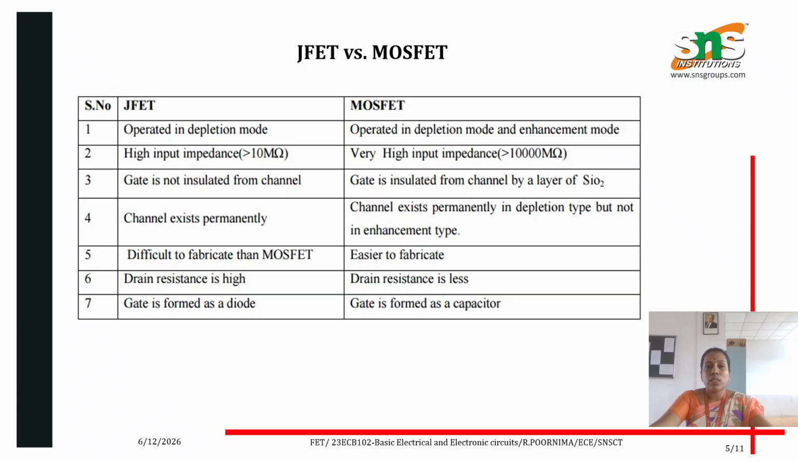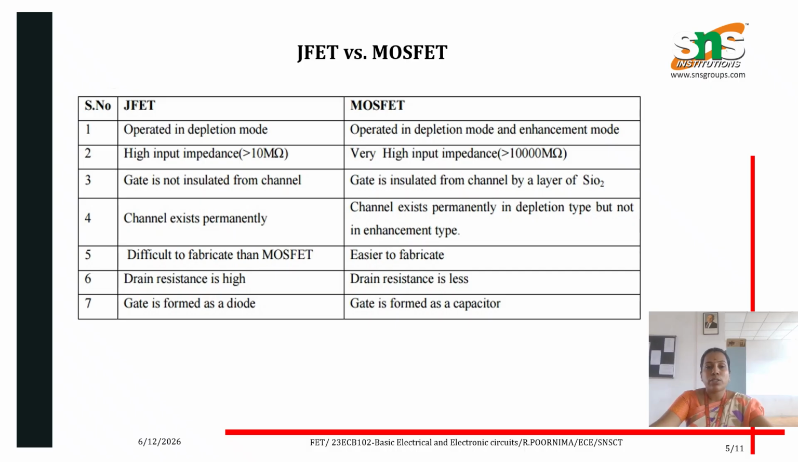Here we can see the comparison of JFET versus MOSFET. JFET operates in the depletion mode only, whereas the MOSFET operates in both depletion and enhancement mode, where depletion mode is normally on and enhancement mode is normally off. And input impedance for JFET is greater than 10 mega ohms, and for MOSFET it is very high input impedance.